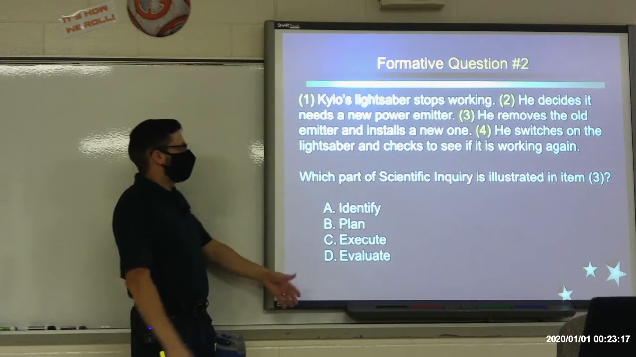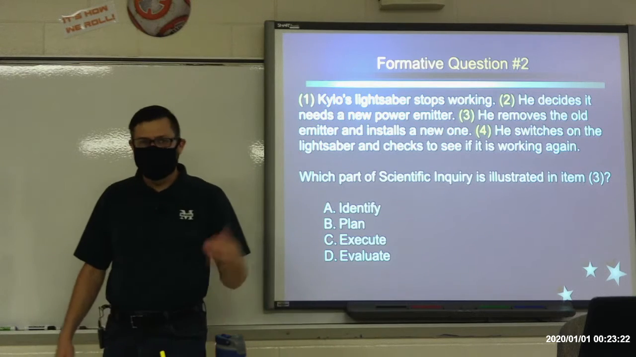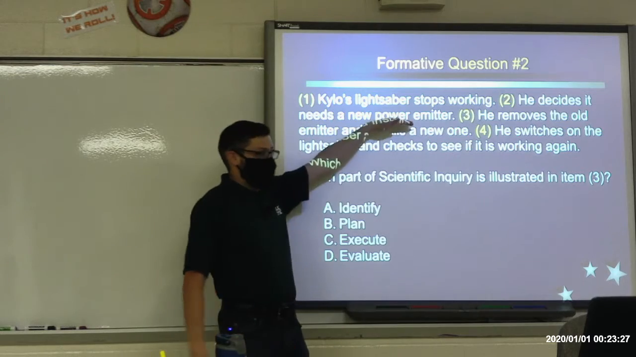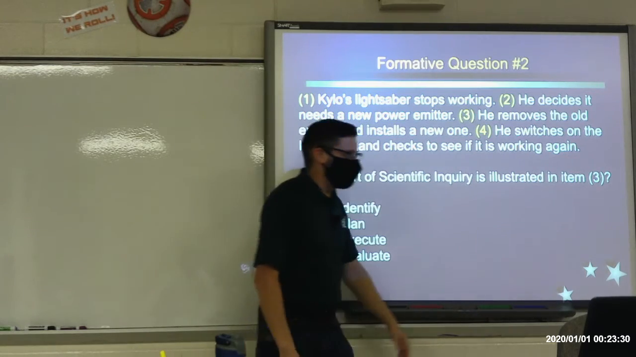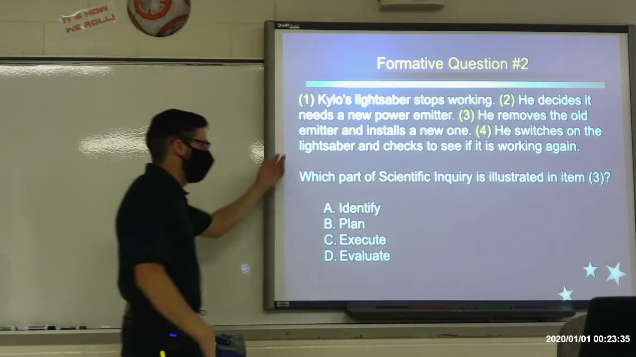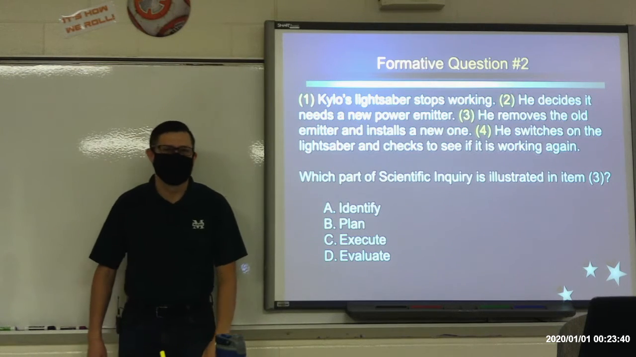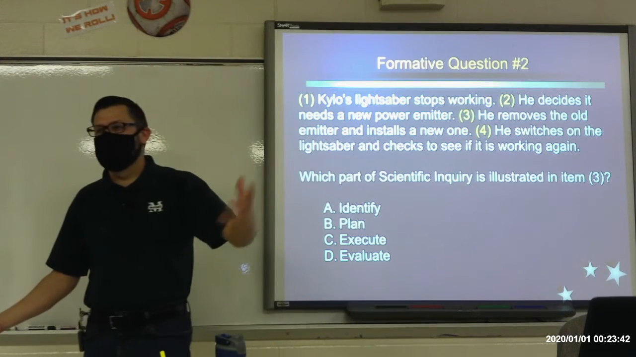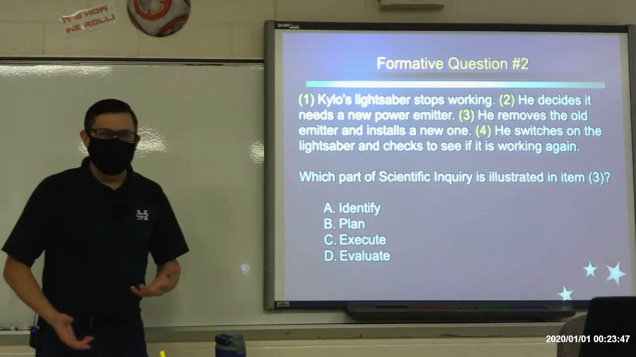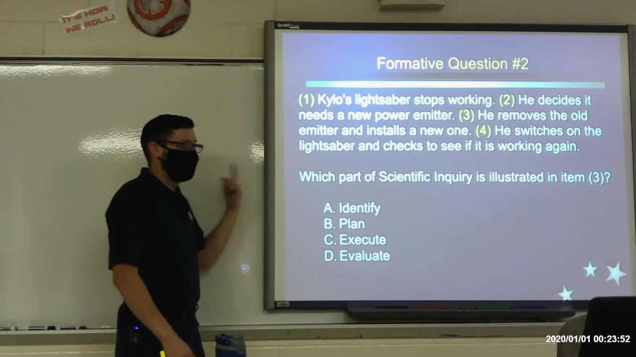But I could have used any example here. Instead of Kylo Ren, I could have said Mr. Wassman. Instead of lightsaber, I could have said car. Mr. Wassman's car stops working. I decide that it was the spark plug, which is a part of a car, and I decide to switch out that spark plug, and then I try to start the engine to see if it works again. If you don't know anything about cars, that example may not make any more sense than lightsabers, but you can still evaluate what's going on with this problem. So, which part of the scientific inquiry is represented by step number 3 here?